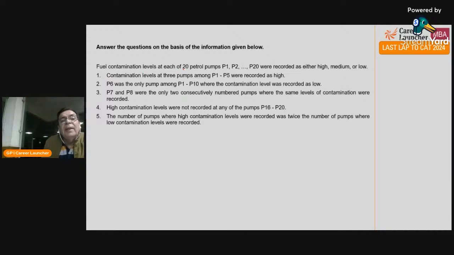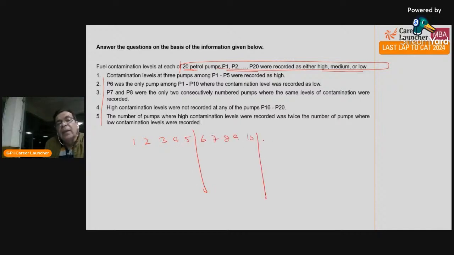Fuel contamination level in each of the 20 petrol pumps, P1 to P20, was recorded as either high, medium, or low. Okay. And then we have 5 statements. Only this information is given. Now, I don't like this set from the beginning itself. Why? Because the moment you say P1 to P20, I need to make a big table. That means I'll have to do 1, 2, 3, 4, 5, 6, 7, 8, 9, 10, 11, 12, 13, 14, 15, 16, 17, 18, 19, 20. So I need to do this kind of a table.